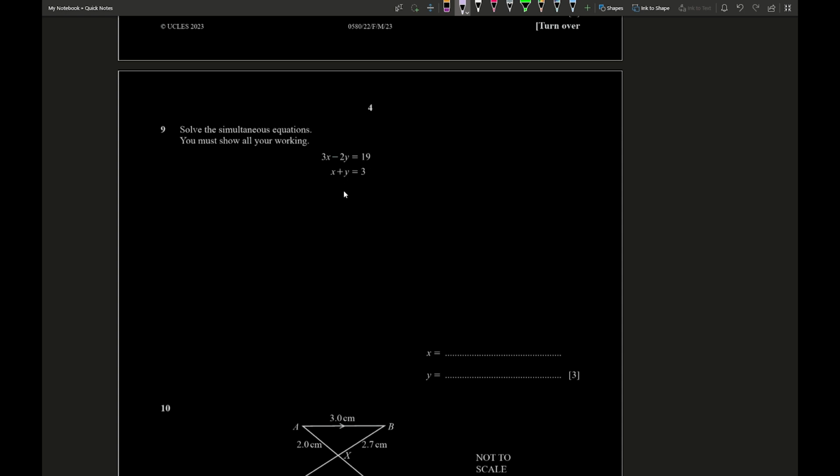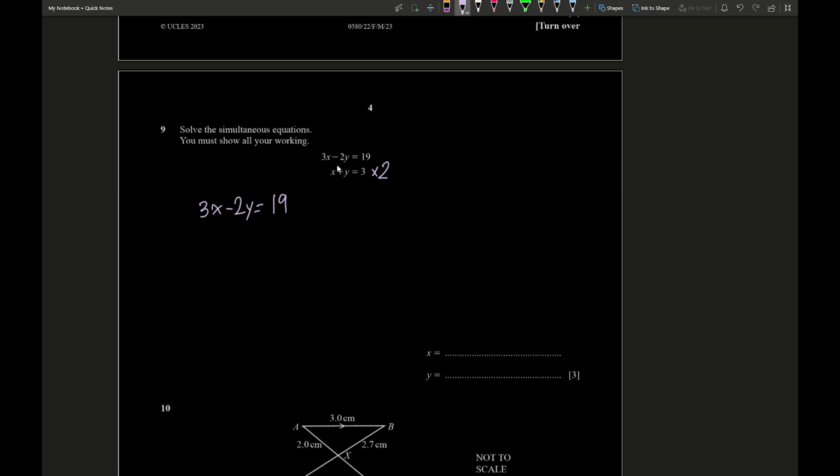Now, personally, I would start by using the elimination method because these two equations are linear, they are not quadratic or cubic. Now, since we'll use the elimination method, I would start by eliminating the variable y. How would we do that? Well, we would multiply by 2 in the second equation. So if we rewrite that down, 3x minus 2y is equal to 19.